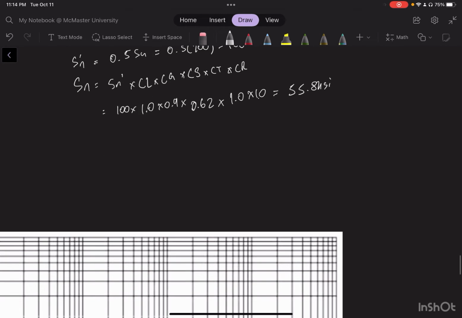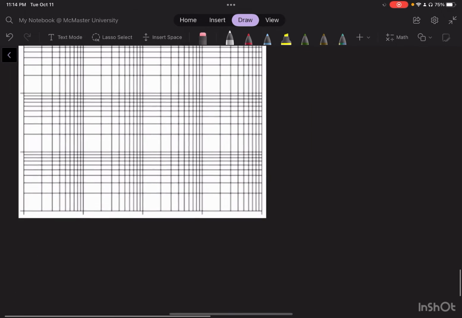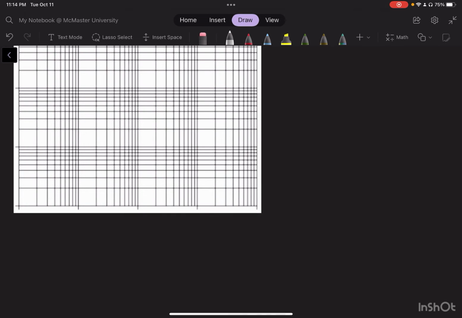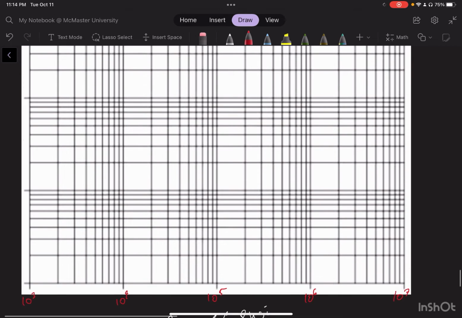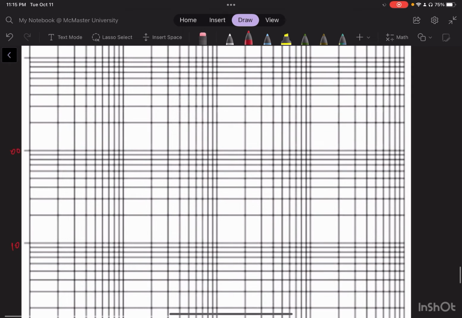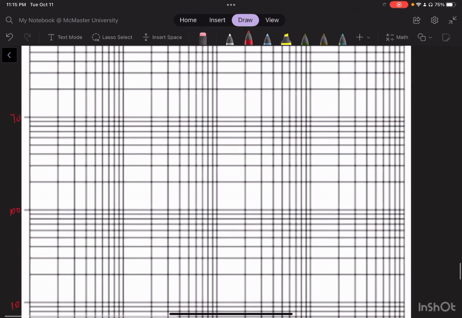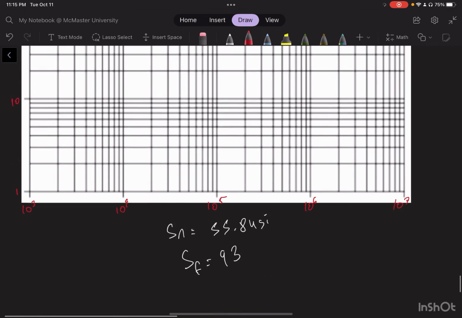And we can use that value for our Sn curve graph below. So we have the Sn value of 55.8 KSI and our SF value of 93. So we start off by labeling our graph here. Start off with 10 to the power 3, go to 10 to the power 4, 10 to the 5, 10 to the 6, 10 to the 7. We start off here on the y-axis with 1, 10, 100, and 1000. Beyond that, it's not usually necessary.